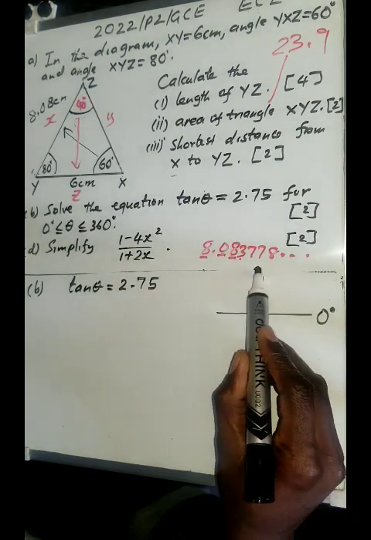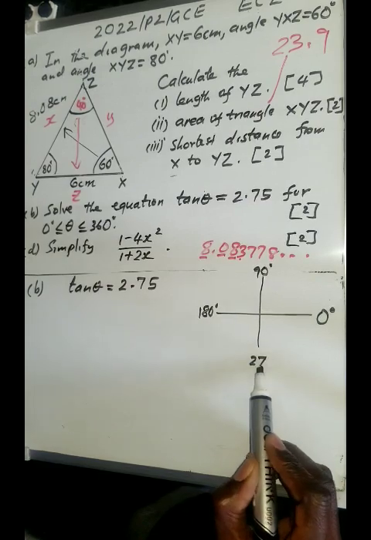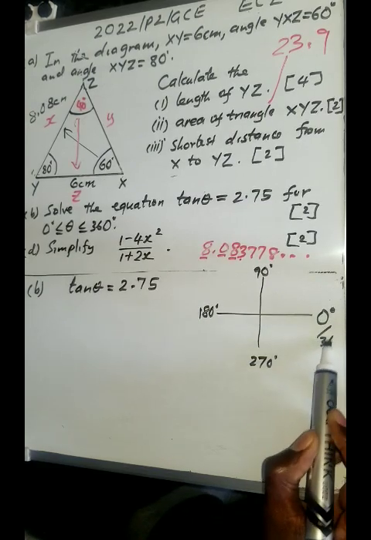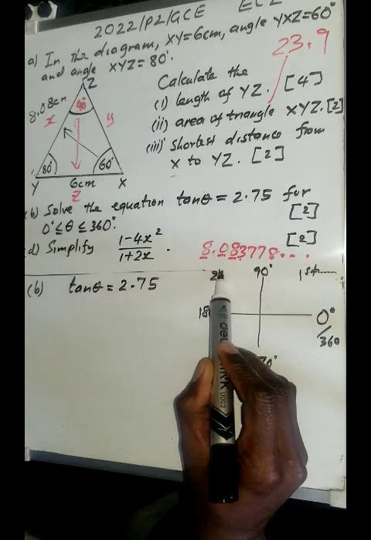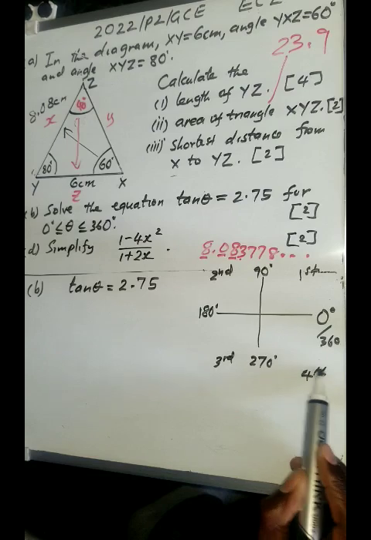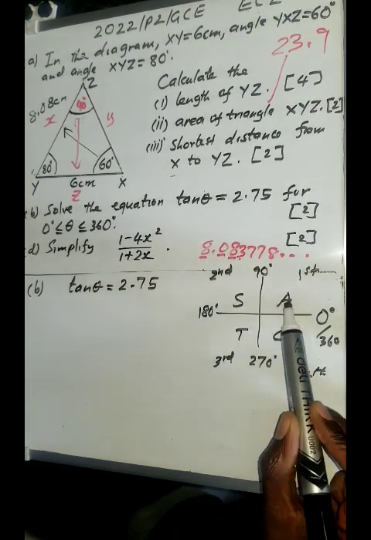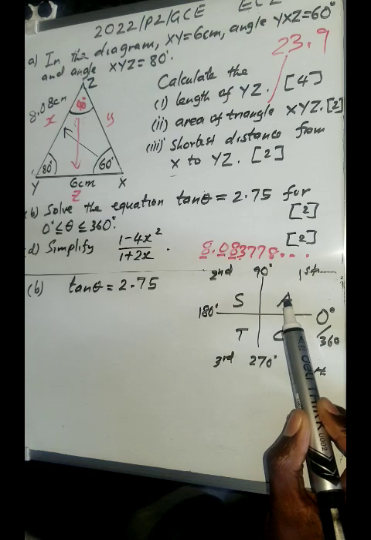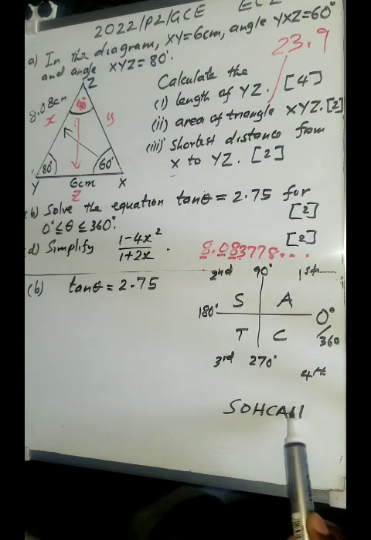From 0 to 90 degrees, from 90 to 180 degrees, 180 to 270, then back to 360. So this is the first quadrant, this is the second quadrant, this is the third quadrant, and this is the fourth quadrant. So remember, all students take chemistry. That tells you all the trigonometric ratios. Remember your so, ka, to, wa.